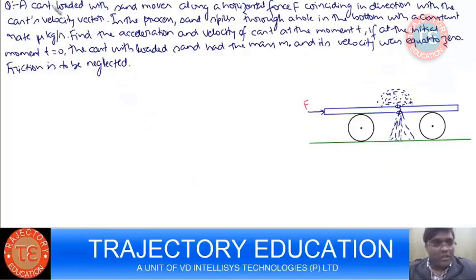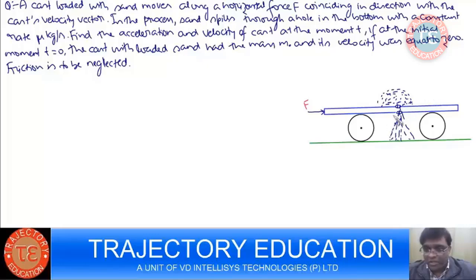Say this is the question. The cart loaded with sand moves along the horizontal force F, coinciding in direction with the cart velocity vector. In the process, sand spills through the hole. This is the hole, sand is spilling out of it with a constant rate mu kg per second. Find the acceleration and velocity of the cart at time t if at initial point t equal to 0, the cart with loaded sand had the mass m naught and velocity was equal to 0.